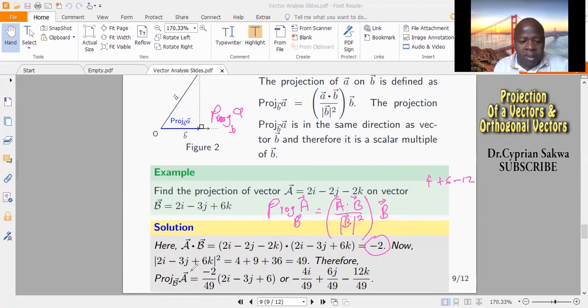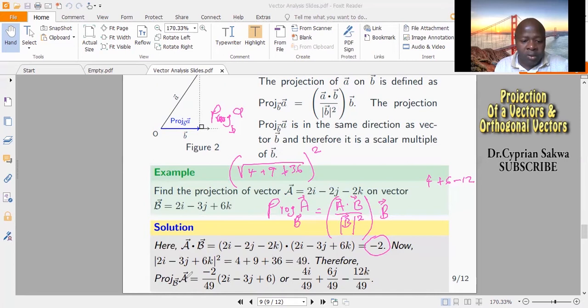What about the magnitude of B square? Remember that the magnitude of B will be given by this. So when I square it, the square root sign disappears. So the magnitude of B square: 2 square will be 4, negative 3 square will be 9, positive, and 6 square will be 36. So when you square the square root, the square root sign disappears. That's why you have here 4 plus 9 plus 36, which is 49.